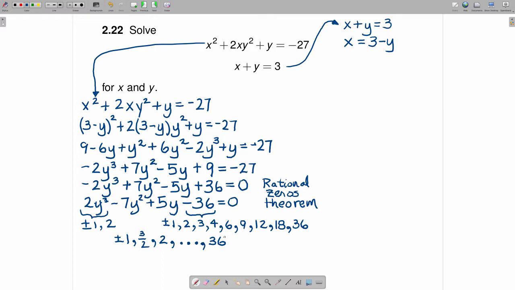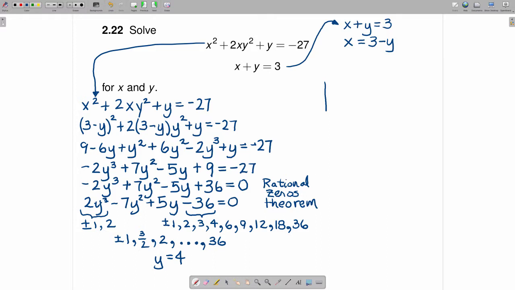Now, those are all the possibilities, and I could try synthetic division with all of those possibilities, but I'm going to pick off one of these that I'm going to look at specifically, and that is y is equal to 4. Now, y is equal to 4 is one that is going to work. It is actually going to be a root of this polynomial right here. So let's do synthetic division to find out what the remainder is.